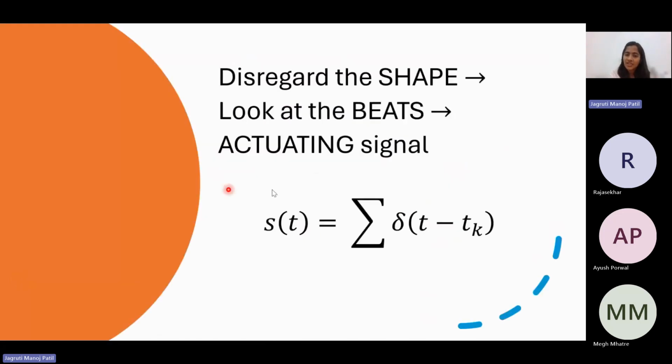So if we disregard the shape and just look at the beats, that is nothing but when the actuating signal plays a role. How can we tell? It is nothing but a train of impulses: at this instant of time something will play, at this instant of time something will play. So that is nothing but a signal that is actuated with respect to an impulse train. That's it.